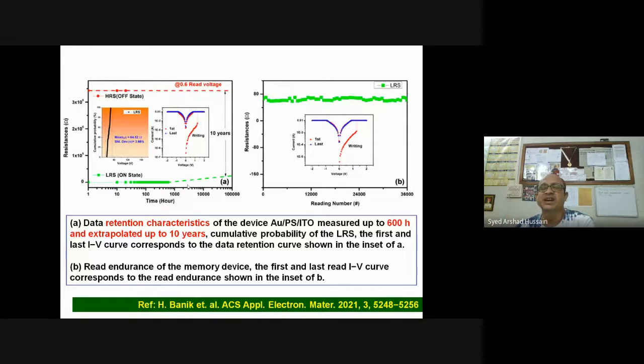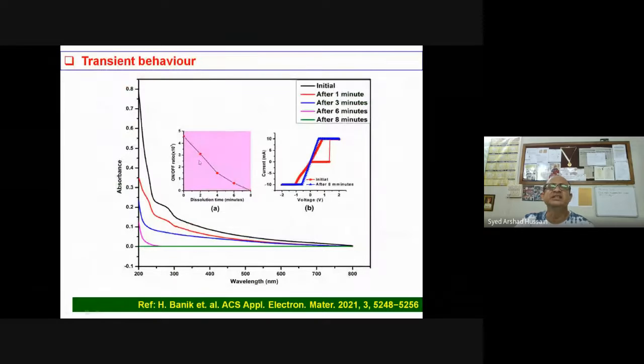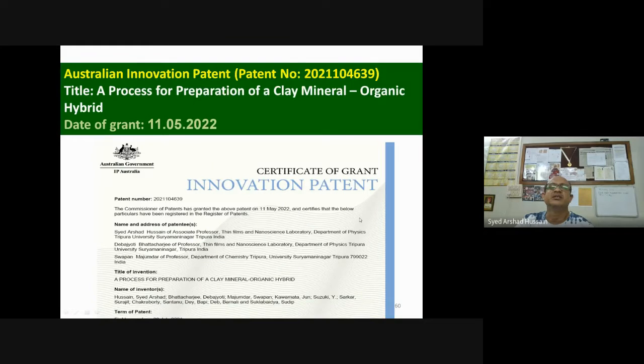And at the same time, once the data is retained, we try to read it, because if you have a memory, you have input some data, you have to read it again and again. So we have tried to do that, and we have seen that at least 36,000 times one can read the stored information. So we did this already. This is reported and published, and this is the transient behavior. You can see in 8 minutes the whole device dissolved in water.